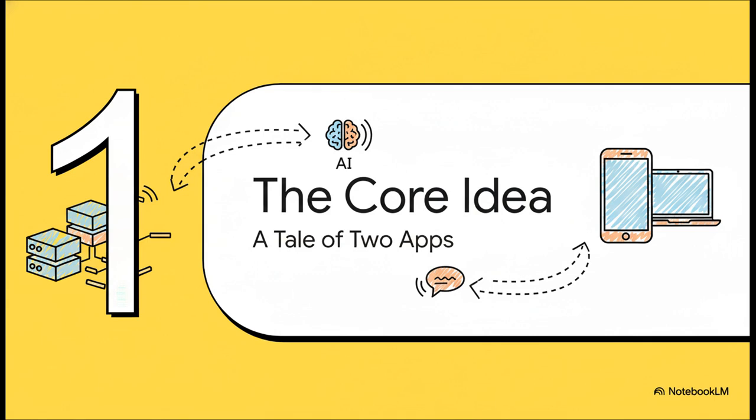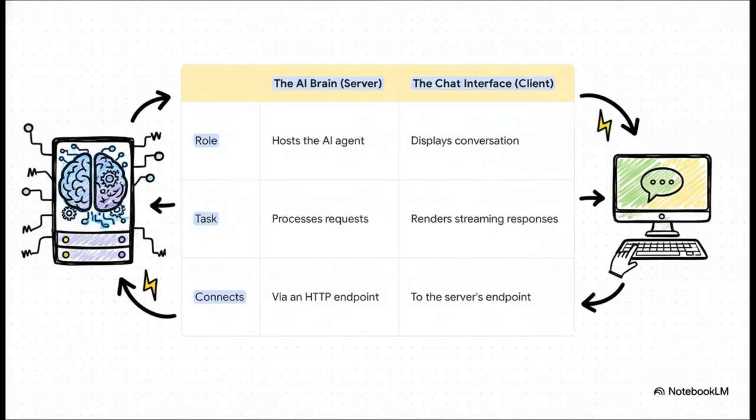Okay, the very first thing you need to get is that this isn't one single application. The whole idea is really a tale of two apps. You've got a server and you've got a client, and they're working together in perfect sync. Each one has a very specific job to do. So think of the server as the AI brain. This is the part that's doing all the heavy lifting, right? It's hosting the language model. It's doing all the thinking. The client, on the other hand, is the chat interface. That's the screen you're looking at, the box you're typing into. The whole magic trick here depends on these two parts communicating flawlessly to create that seamless streaming effect.